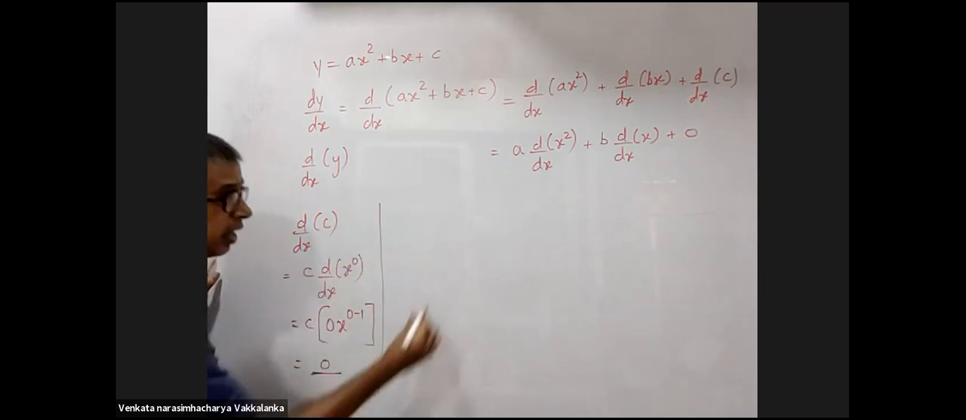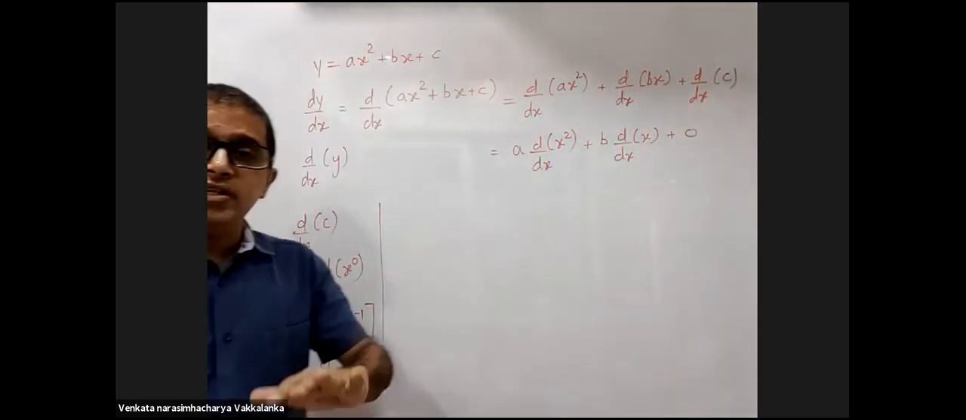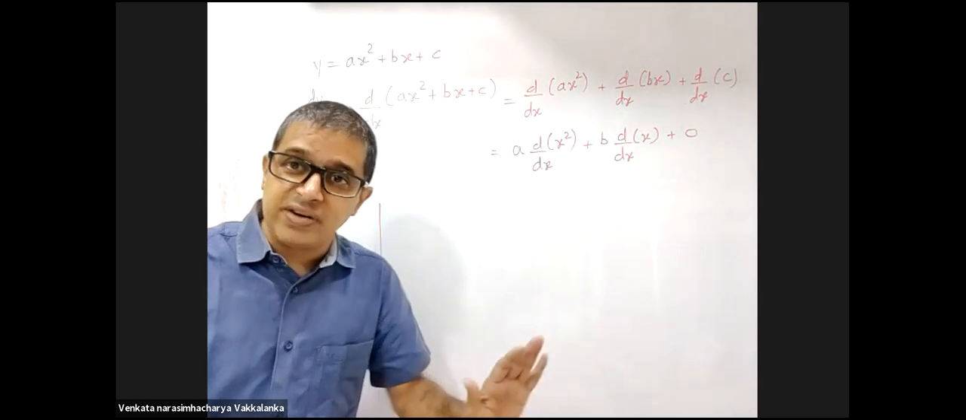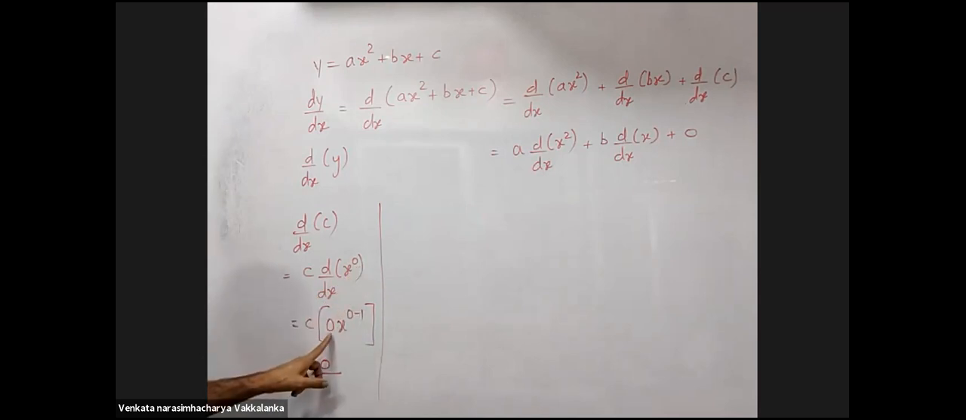Another way of looking at the same thing. Directly I wrote 0. Differentiation of a constant, hereafter I will write 0. But another way of showing you this: 0 into x to the power 0 minus 1. N x to the power n minus 1.